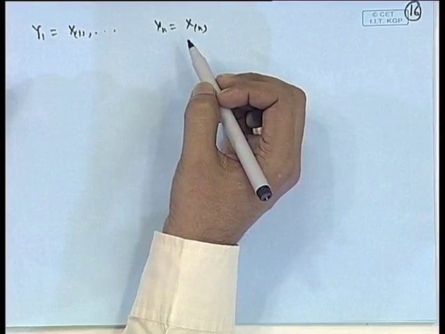Let us consider, say, n is equal to 2. Suppose I say X1 is equal to 1, X2 is equal to 1.5. Then Y1 will be 1, Y2 will be 1.5. We can take X1 is equal to 1.5 and X2 is equal to 1. Once again, Y1 and Y2 will remain the same.